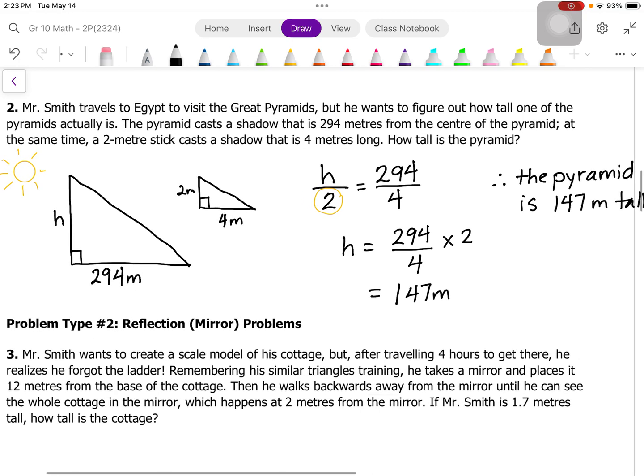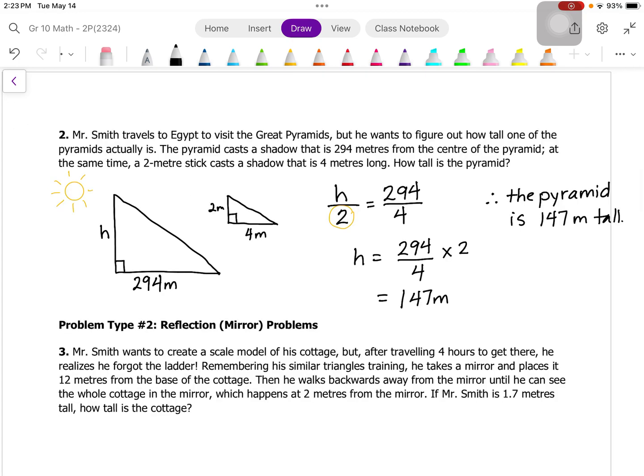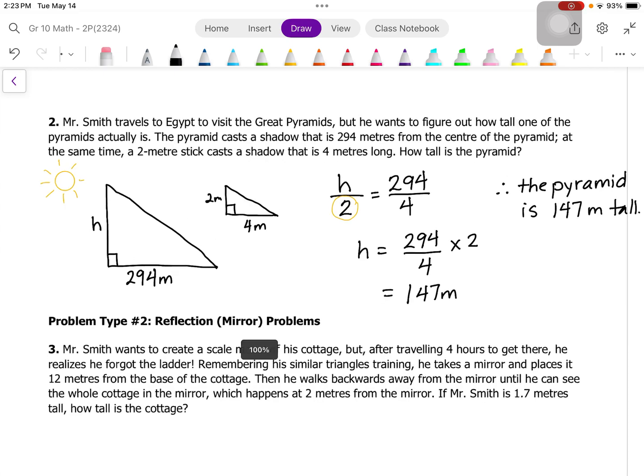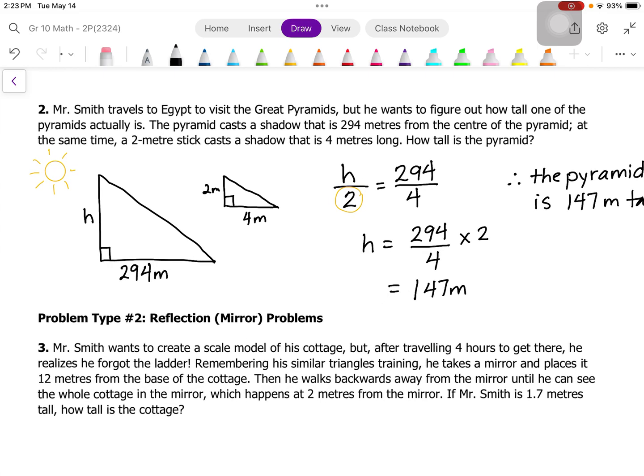Okay, so that is one type of question where we have a shadow being cast by the sun. We have one object that is a taller object that we cannot just grab a tape measure or meter stick or something to measure it. And then we have another object that we are able to measure the height of. We can measure the shadows created by both, and then we can use that information and the fact that we have similar triangles to solve for a height of an unknown.